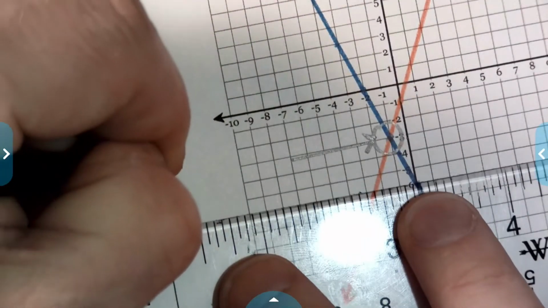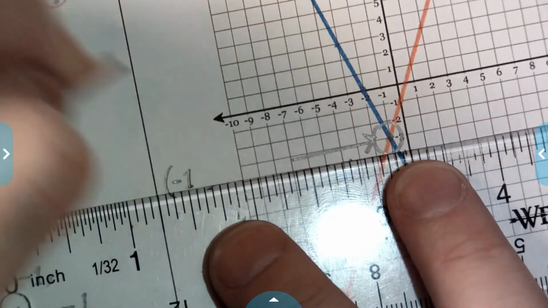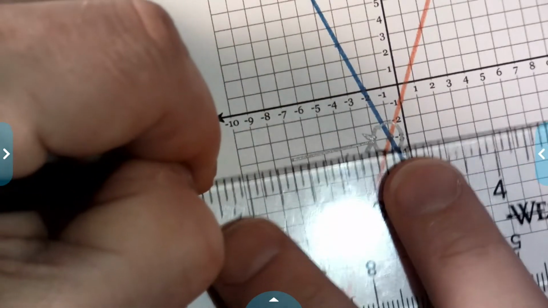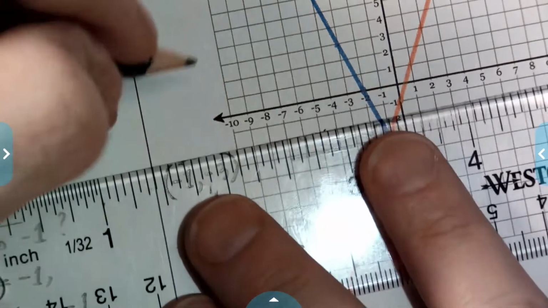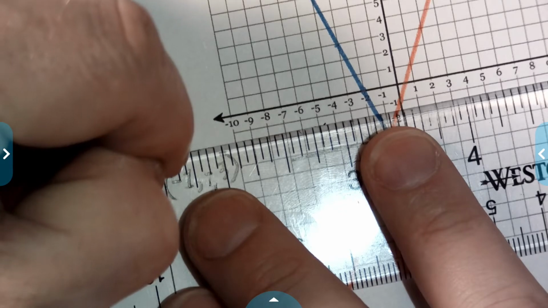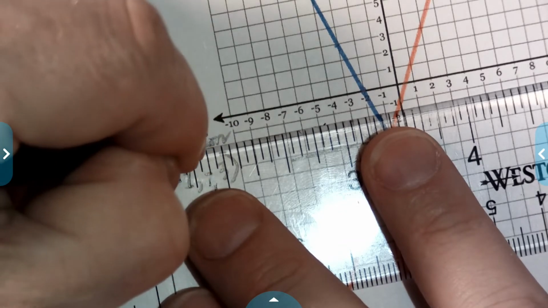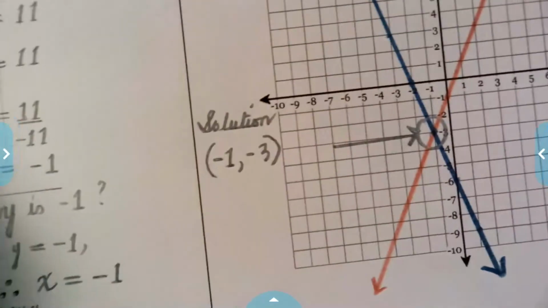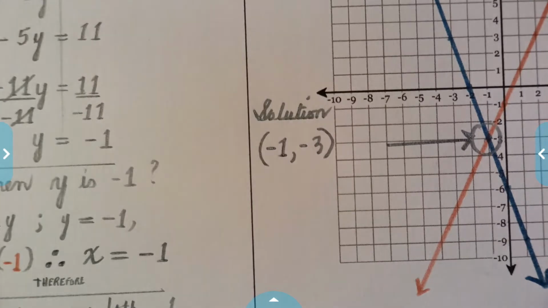So it's -1, -3. And that is the solution. Okay. And that is how you do number 7.